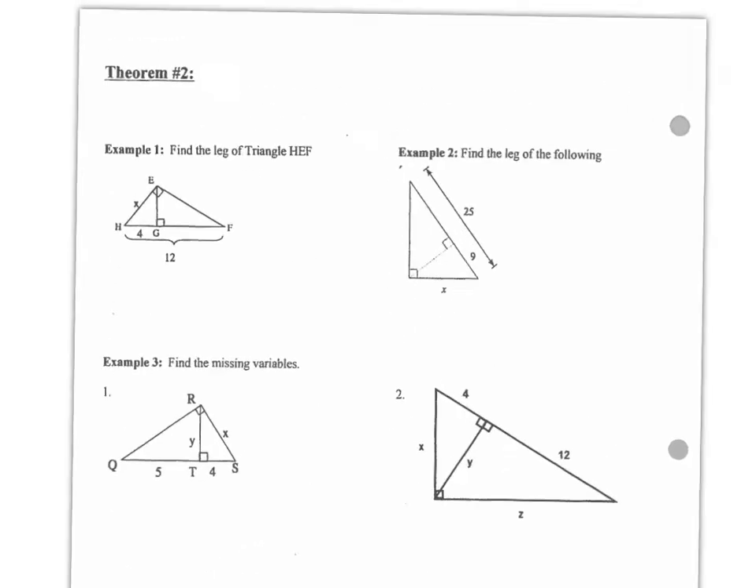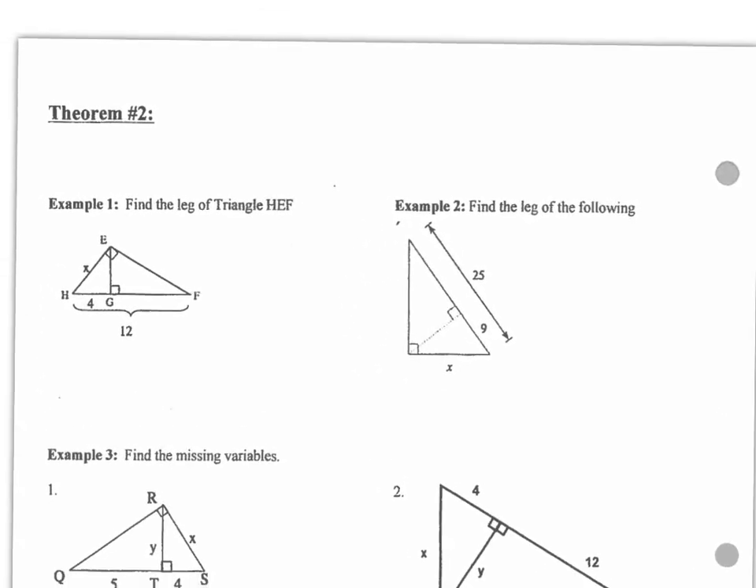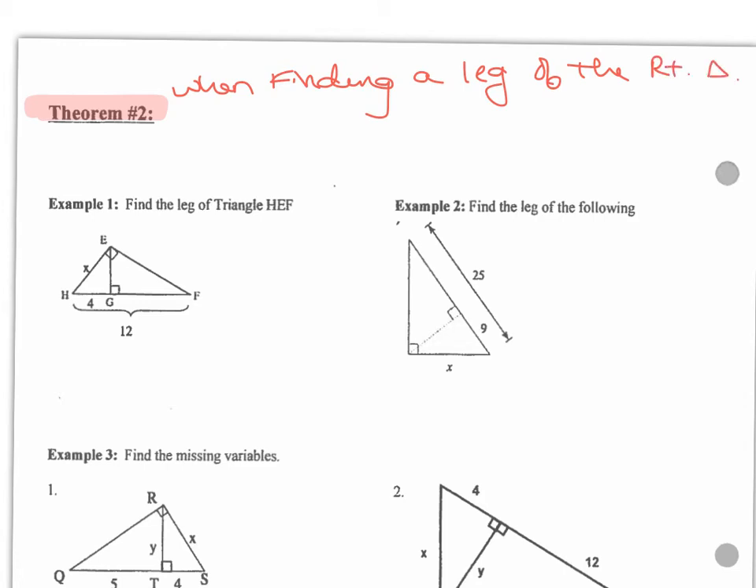Let's now talk about Theorem 2. Theorem 2 is when finding a leg of the right triangle. So I'm not finding the altitude anymore, but notice in these examples, the altitude is still present, so I know I can find it.